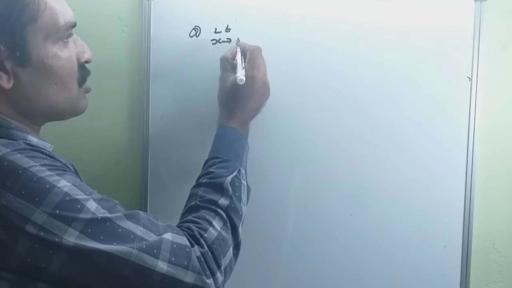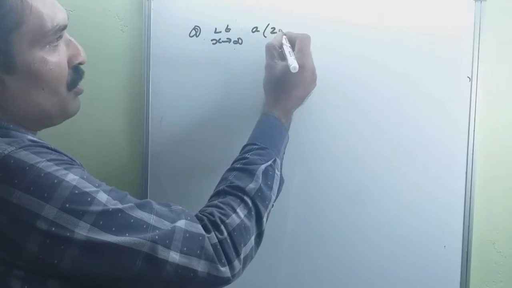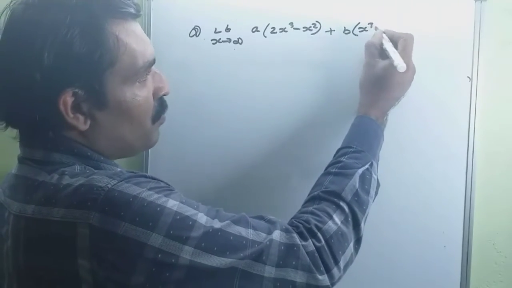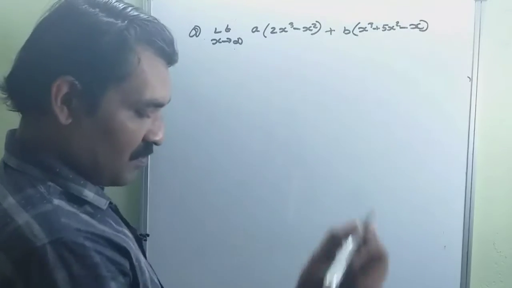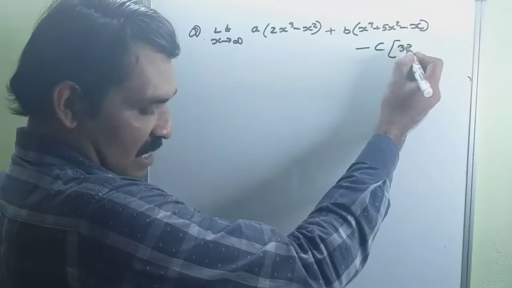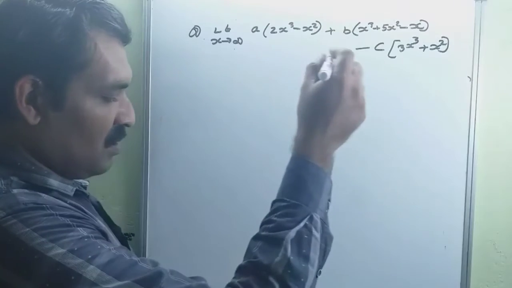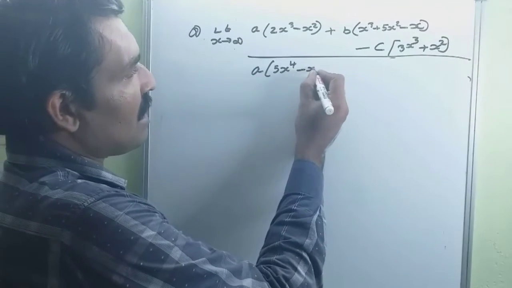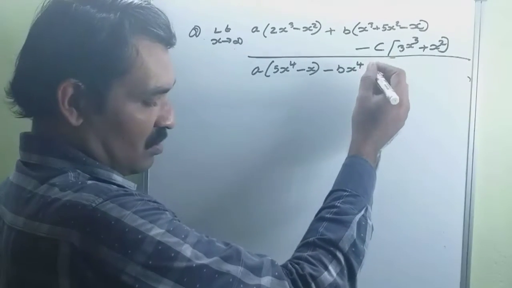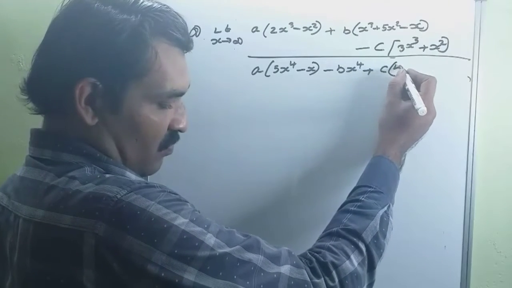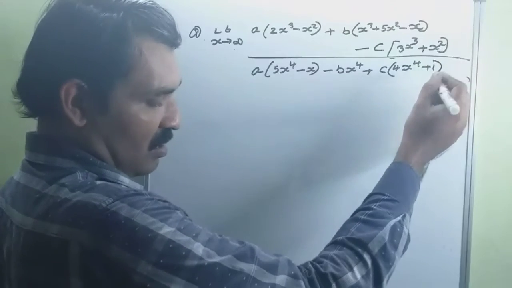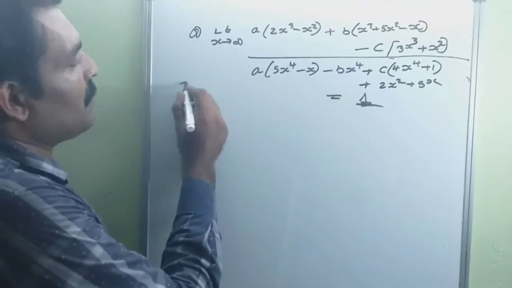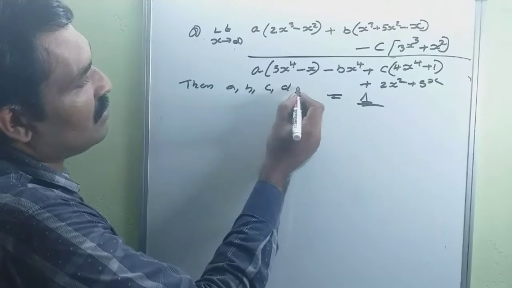Limit x tends to infinity of (a into 2x cube minus x square plus b into x cube plus 5x square minus x minus c into 3x plus x square), the whole divided by (a into 5x raised to 4 minus x minus bx raised to 4 plus c into 4x raised to 4 plus 1 plus 2x square plus 5x) is equal to 1, given. Then a, b, c is the question.